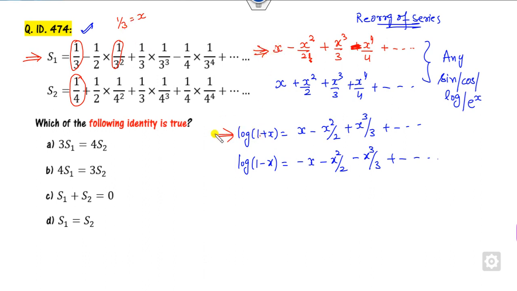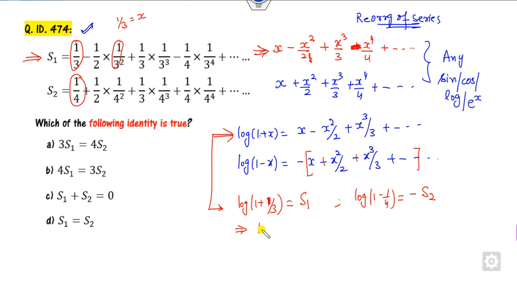Now if you compare this series with here, x is 1 by 3. So I can take the value of x as 1 by 3. So this is nothing but S1. And here, if I take x as 1 by 4, if you take minus as common, all of them are positive. So it is minus S2. So this is log of 4 by 3, which is S1, and this is log of 3 by 4, which is minus S2.